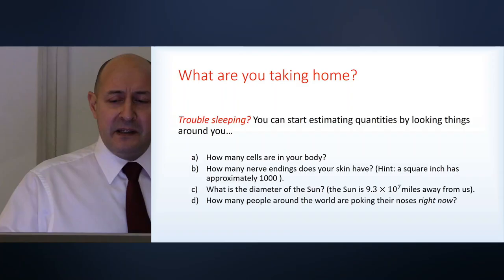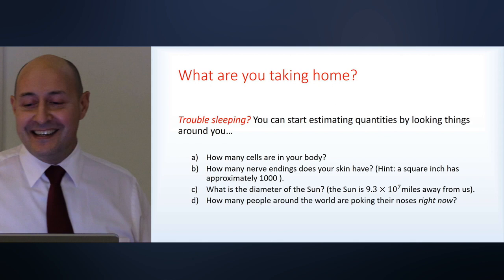So first, how many cells are in your body? You have to estimate that, right? A lot, yeah, how many? How many nerve endings does your skin have? I have a hint over here. A square inch has approximately 1,000. So that means that you will first have to estimate how much skin you have, right? What is the diameter of the sun, if you know that the sun is 9.3 times 10 to the exponent 7 miles away from us? And finally, the gross example. How many people around the world are poking their noses right now?